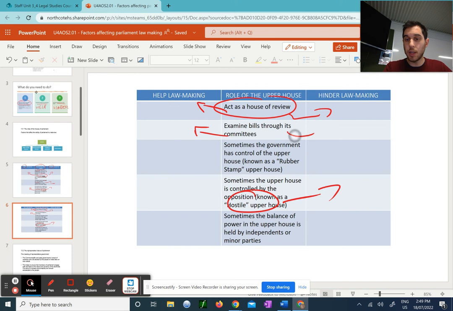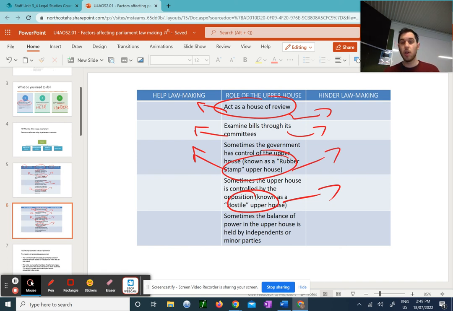But on the other hand, again, if they just decide to reject them based on their political views, that might hinder lawmaking. If the government has complete control over both the upper house and the lower house, then we might call this the rubber stamp Senate, in which case it's going to make making laws really, really easy. It's going to help lawmaking, but it might hinder debate and prevent effective lawmaking.